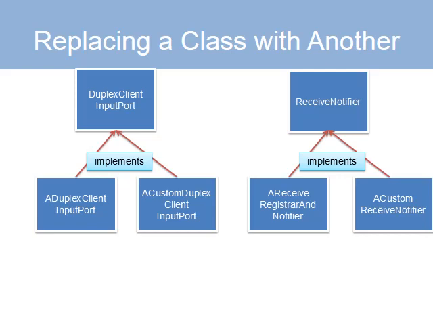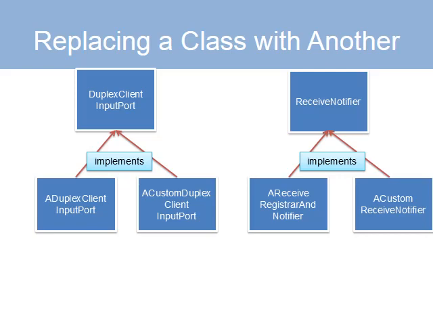Okay? So in our RPC example, I have two interfaces, duplex client port and receive notifier, which I've got spelled wrong here. I'll try to correct it before I publish this. And we have a duplex client input port that is given to you by Gypsy. And in that sample code that I've given you, there is a custom duplex client input port that we want as an alternative implementation.